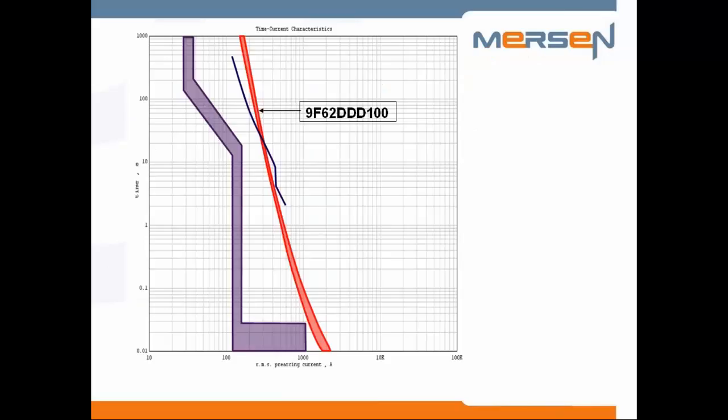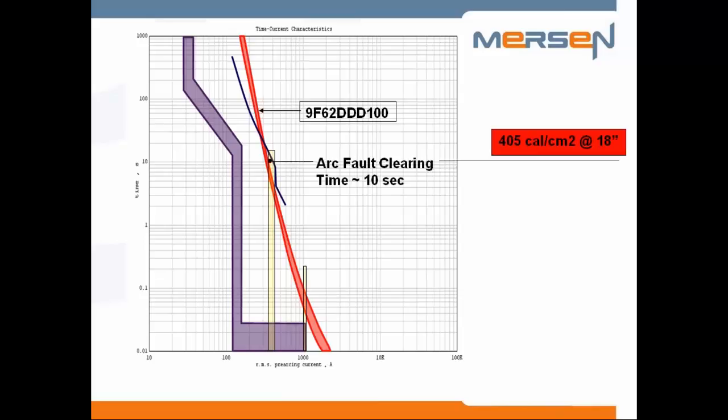If you look at the specific curve that was shown for this application, for the 1000 amp bolted fault, clearing times would be under 6 cycles. But now when you look at the arcing current calculations per IEEE 1584, clearing times can range from 3 to 10 seconds. That translates into extremely high incident energies.